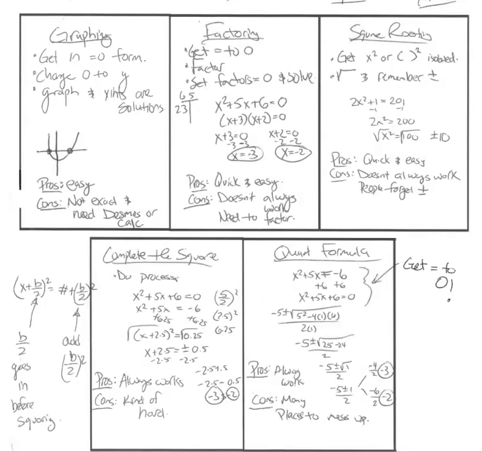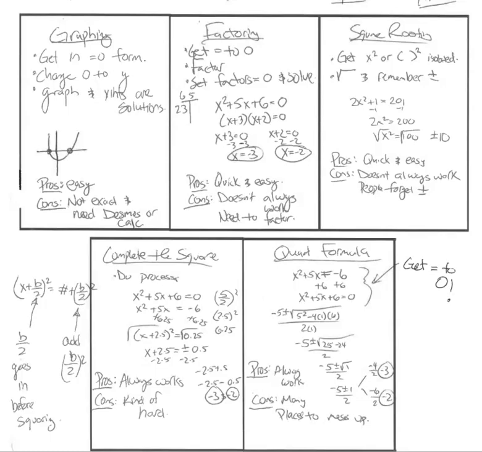You could always test your answers by putting -3 squared plus 5 times -3 plus 6 and make sure you get 0 and then test your other answer. The pros is it's pretty quick and easy. The cons, it doesn't always work. Not every single quadratic can be factored nicely. And then also you need to remember how to factor nicely. A lot of people just factor and then forget to set them equal to 0. So that's the other issue.